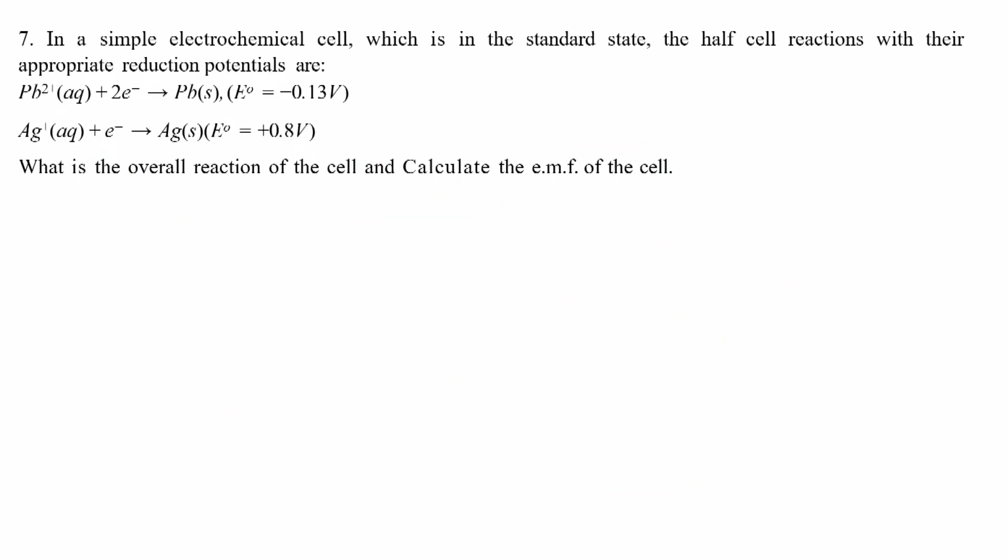Okay. Next is problem number 7. It says, in a simple electrochemical cell which is in standard state, the half cell reactions with their appropriate reduction potentials are: lead 2 plus goes to lead with E naught value of minus 0.13 volt, and Ag plus goes to Ag with E naught value of plus 0.8 volt. What is the overall reaction of the cell, and calculate the EMF of the cell.